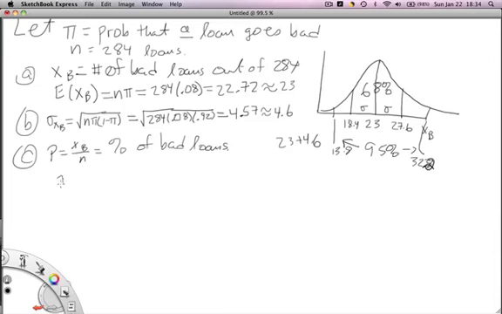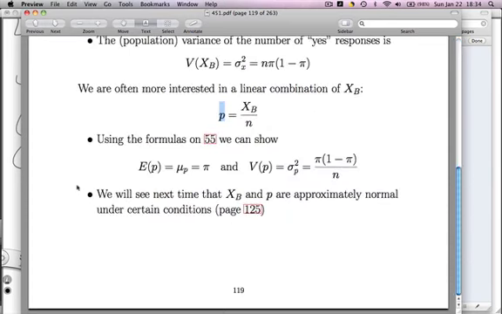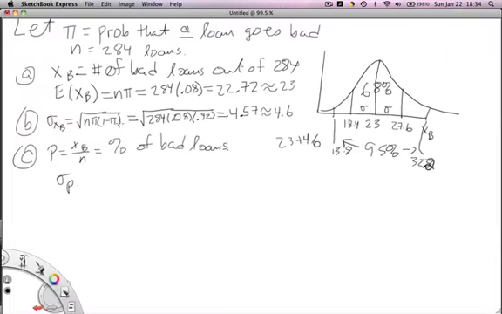Now, what we're after is sigma sub P. How are we going to find that? Well, go back to your sheet with the formulas on it. So you see P again is XB over N. The standard deviation is going to be the square root of pi times 1 minus pi over N. So let's just fill in the numbers here. 0.08 times 0.92 divided by 284. And this is about 1.6%.